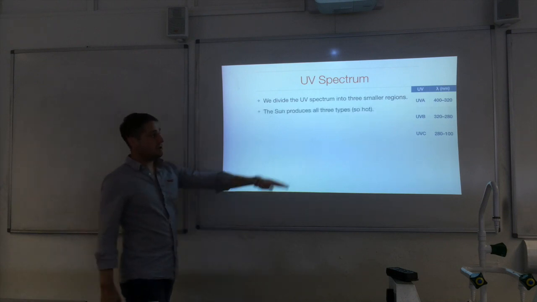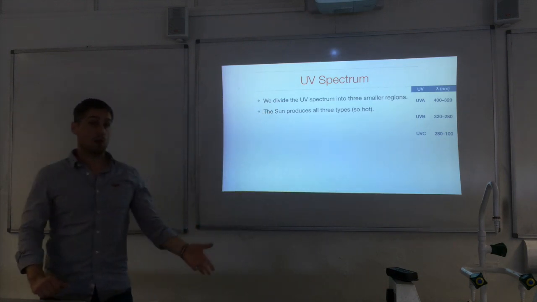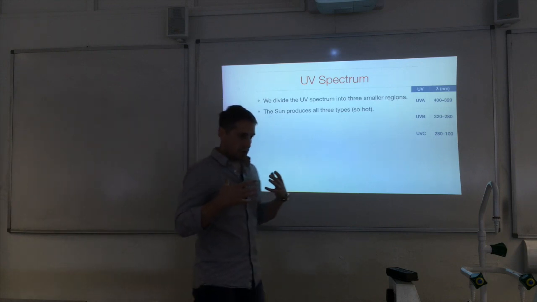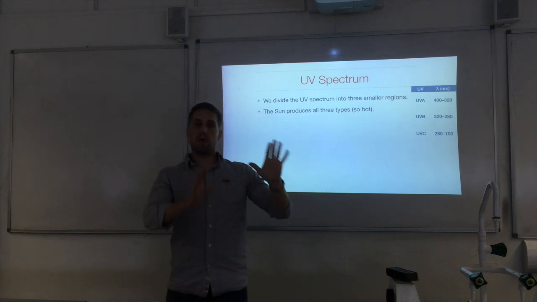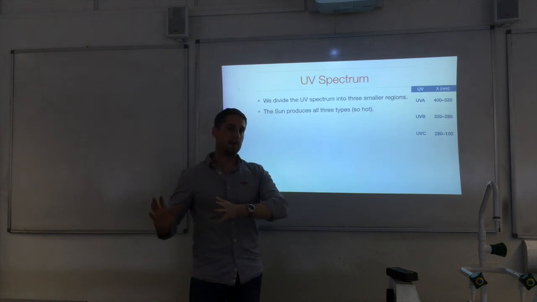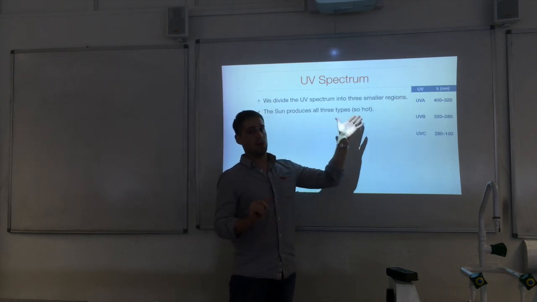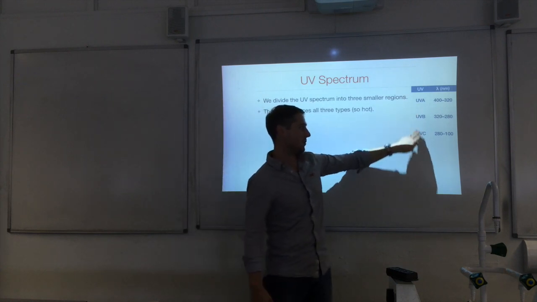Now the sun produces all three types of UV radiation. That's because it's so hot. It's incredibly hot. So a light bulb produces no UV, sorry, it produces no UV. It produces visible and infrared because of its heat, its temperature, but the sun is much hotter, so it also produces UV, and it produces all three types of UV.